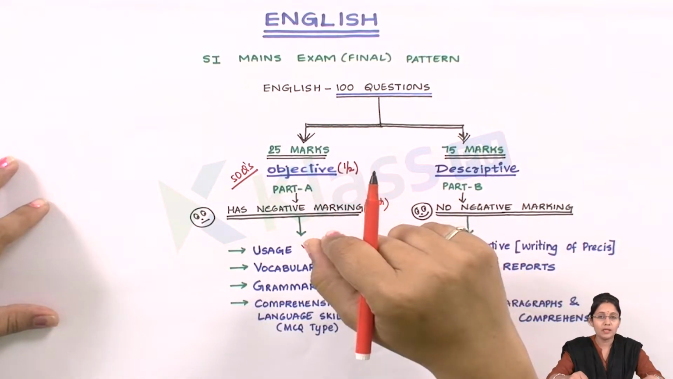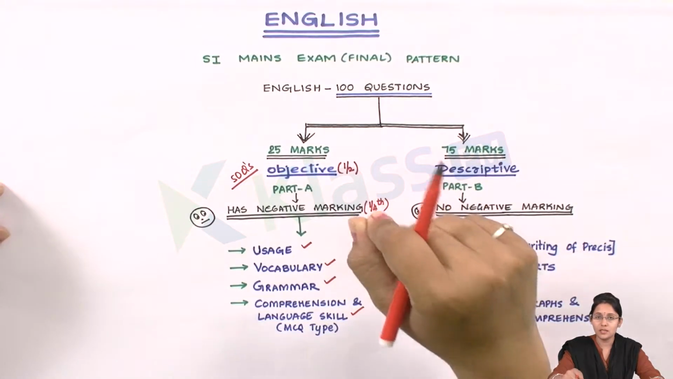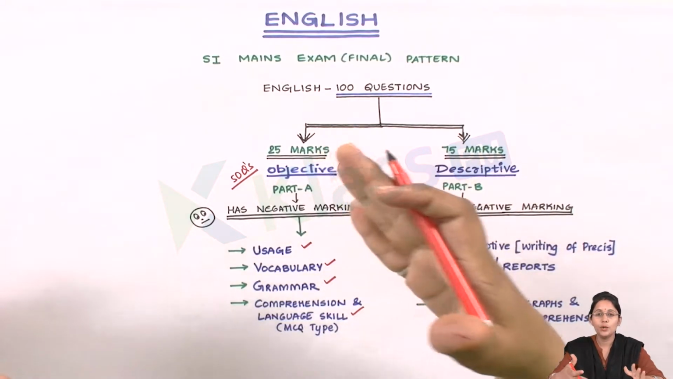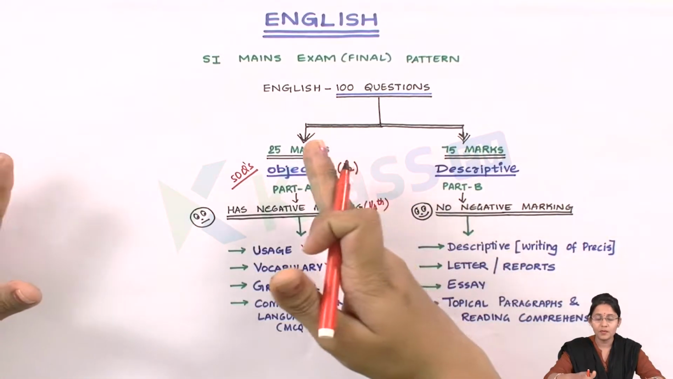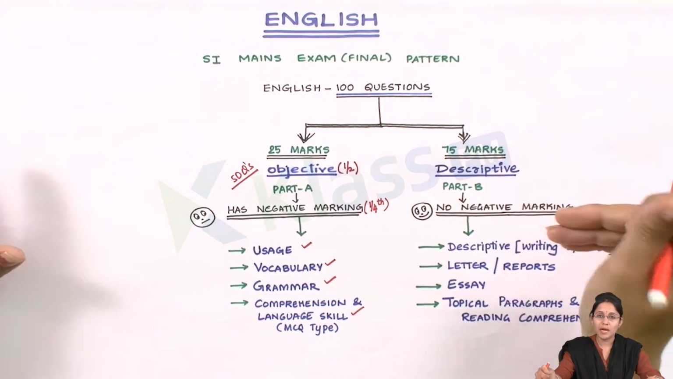So there is negative marking. Please, before you mark the answer, I am repeating it again and again, before you mark the answer, please be rest assured and then mark the answer. Okay. So I hope you understood this part A of your paper, which is objective type, carries 25 marks and 50 questions. Now coming to part B.